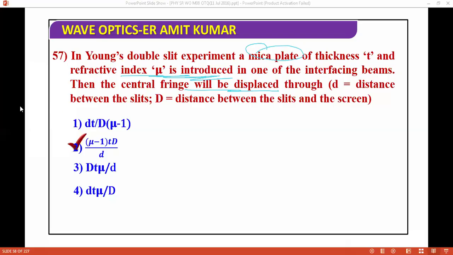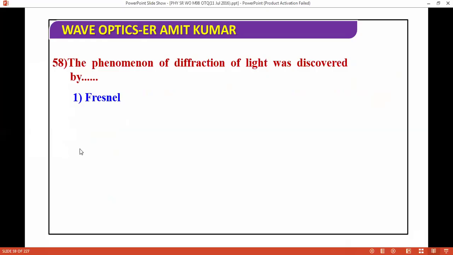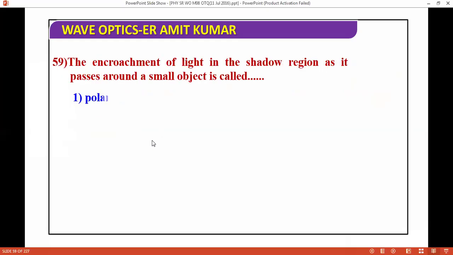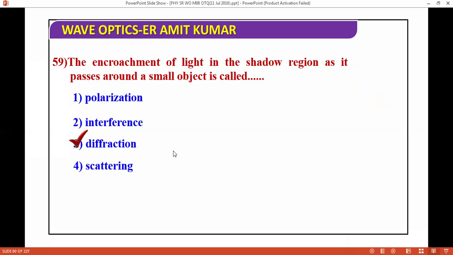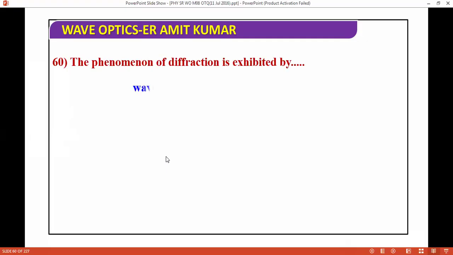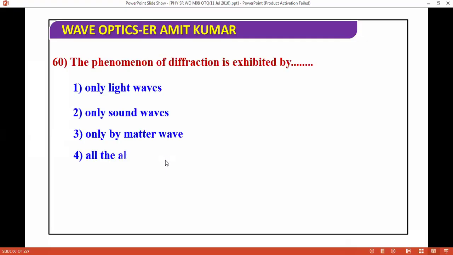Keep this concept in the brain. Next concept we are moving ahead is diffraction. The phenomenon of diffraction of light was discovered by Grimaldi. Next question: the bending of light in the shadow region as it passes around a small object is called polarization, interference, diffraction, or scattering. It's diffraction. Next question: the phenomenon of diffraction is attributed to only light waves, only sound waves, only matter waves, or all of these. It's actually all the waves.